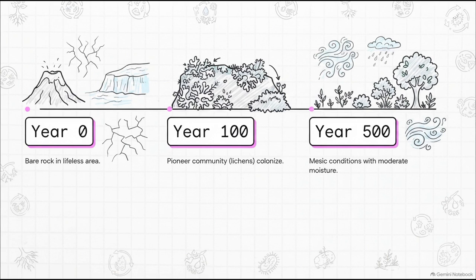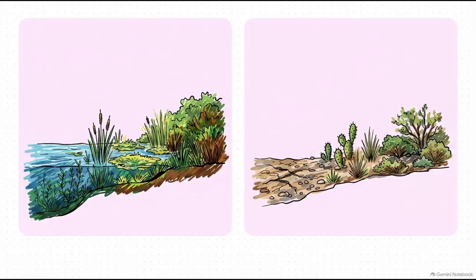The timeline starts with a pioneer community, incredibly tough organisms like lichens and mosses that are the very first to colonize that barren rock. Over centuries, they break down the rock into soil, paving the way for larger plants, until finally, the area reaches a stable, balanced, moderately moist habitat known as a mesic condition. What is truly mind-blowing about this progression is that nature basically always aims for the middle.